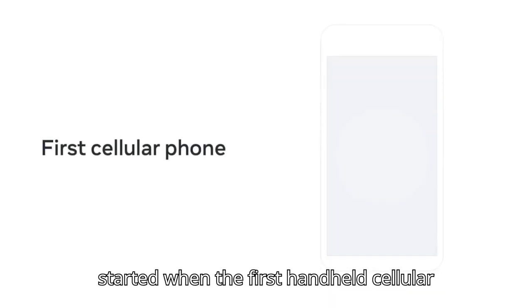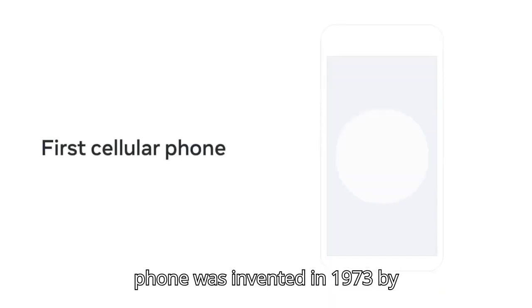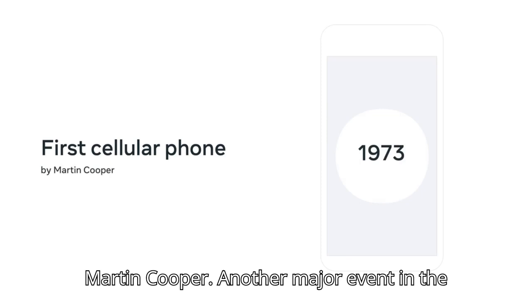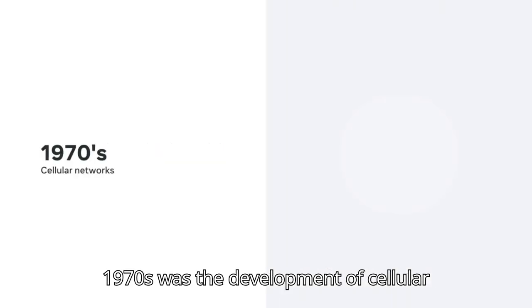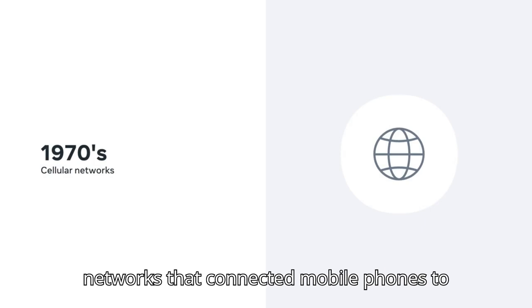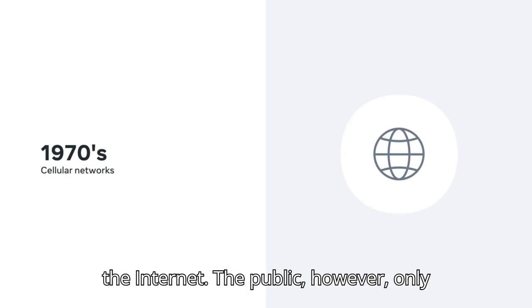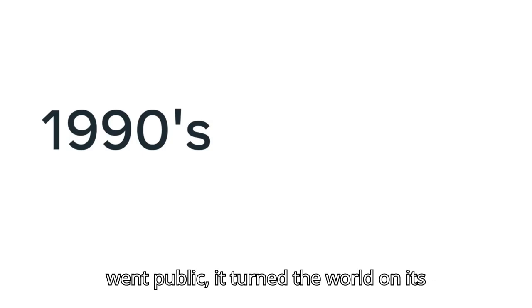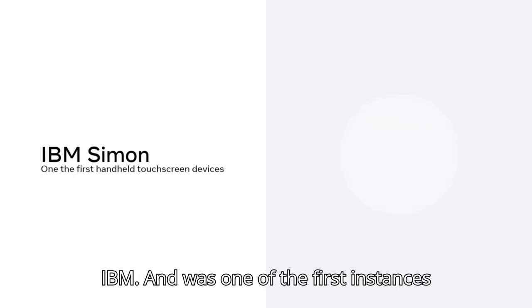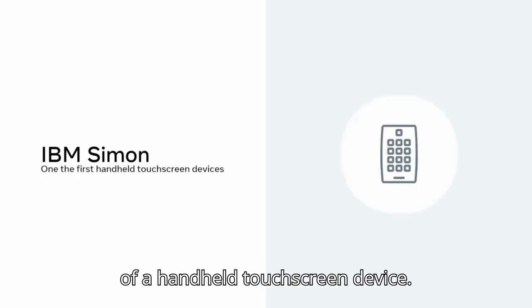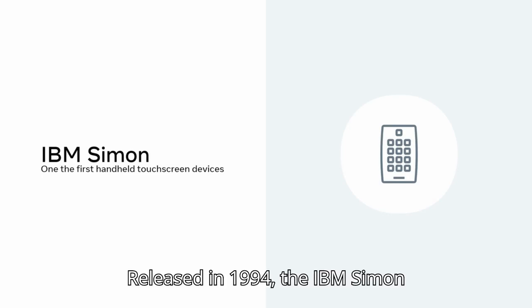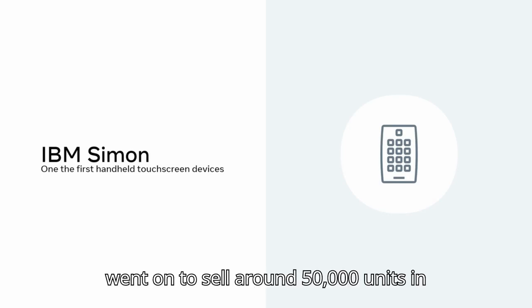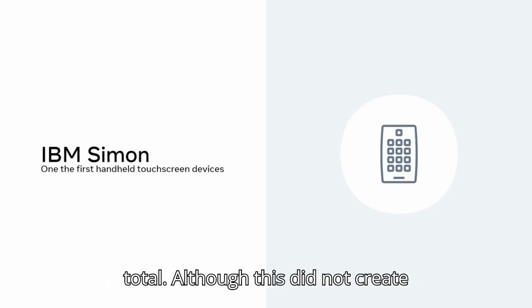It all started when the first handheld cellular phone was invented in 1973 by Martin Cooper. Another major event in the 1970s was the development of cellular networks that connected mobile phones to the internet. The public, however, only got access to mobile phones in the 80s. But in the 90s, when the first smartphone went public, it turned the world on its head. The IBM Simon was built by IBM and was one of the first instances of a handheld touchscreen device. Released in 1994, the IBM Simon went on to sell around 50,000 units in total.